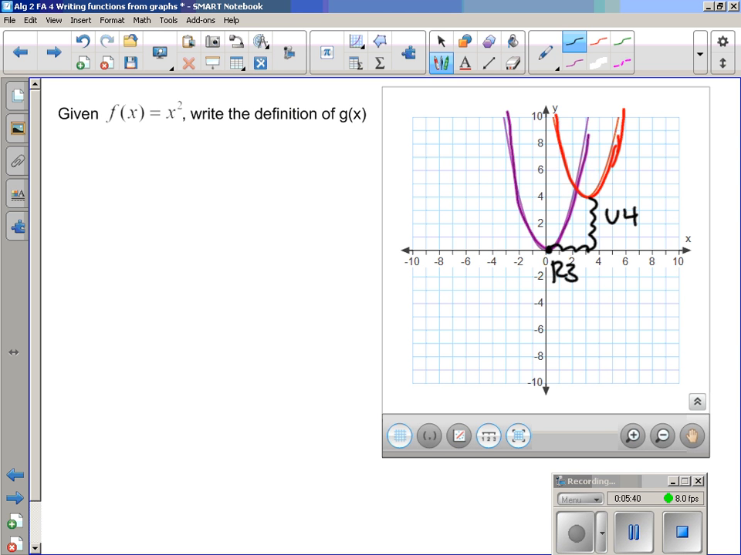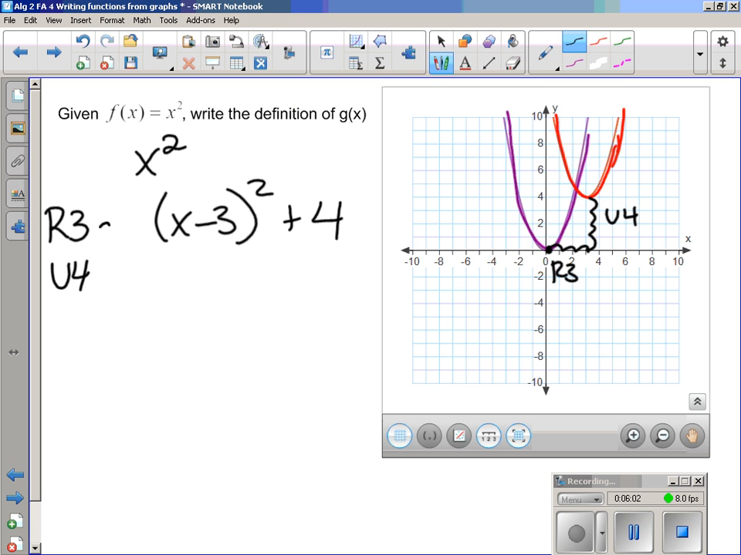If x squared is where I start, that's my parent function, and I want to put the transformation of right 3 in there, it would look like this: x minus 3 in parentheses. Then for the up 4 part, I just add plus 4 on the outside. And there's my function. Remember, horizontals go inside and they lie. Verticals go outside and they tell the truth. Let's get another example.